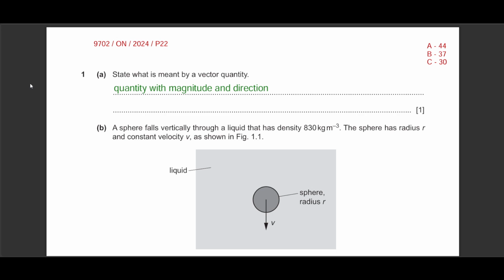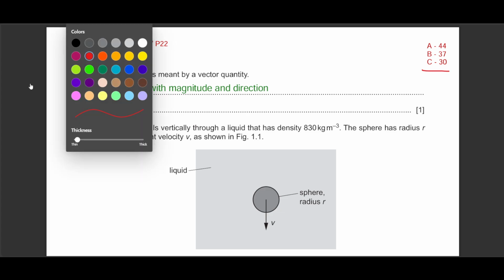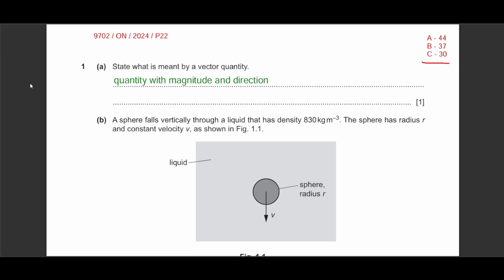This is October/November 2024, paper 22, A-levels 9702. This is our grade threshold out of 60. And let's try to solve this paper. So what is meant by vector quantity? It is a quantity with a magnitude and direction, simple and straightforward.